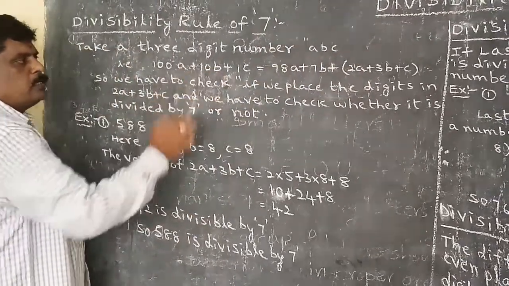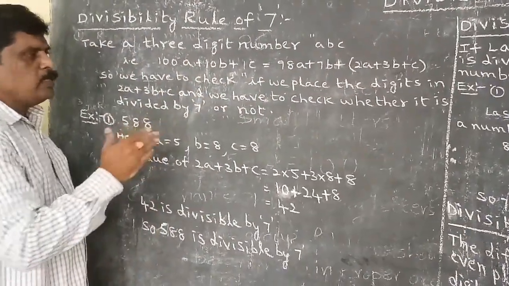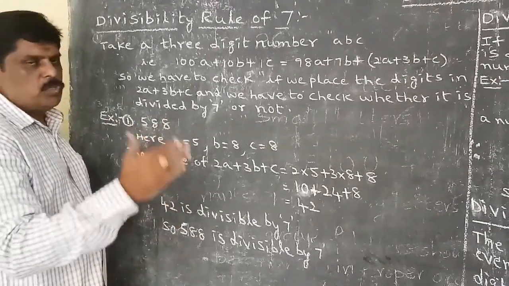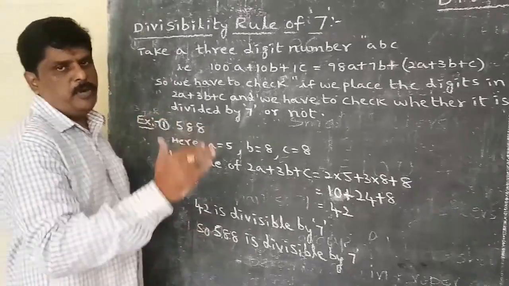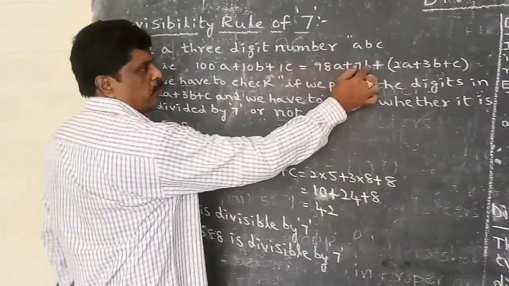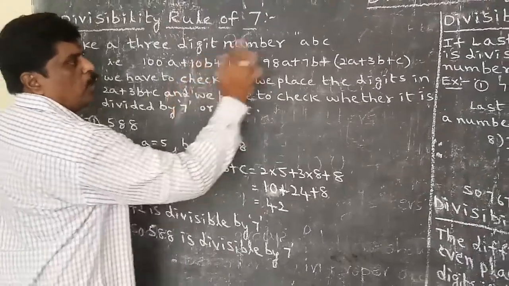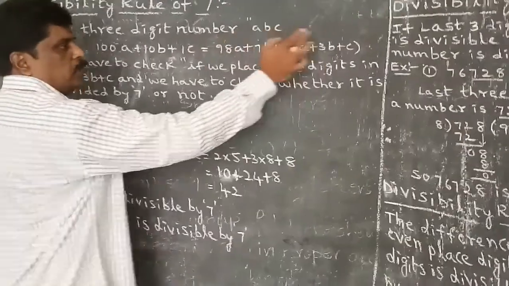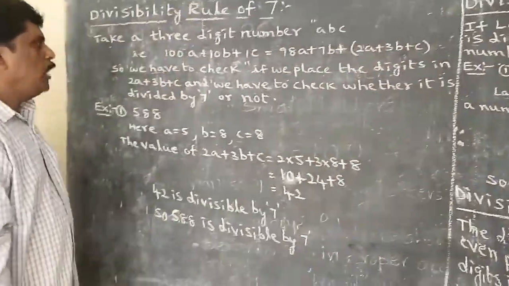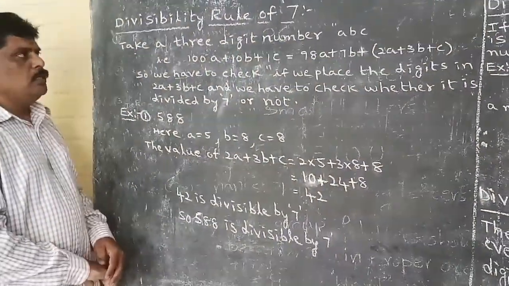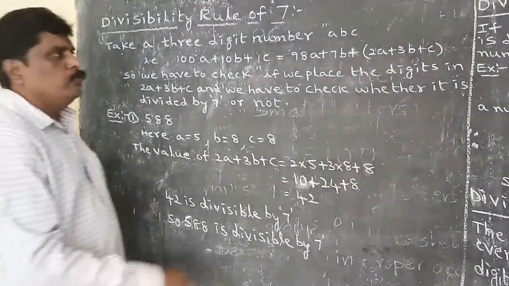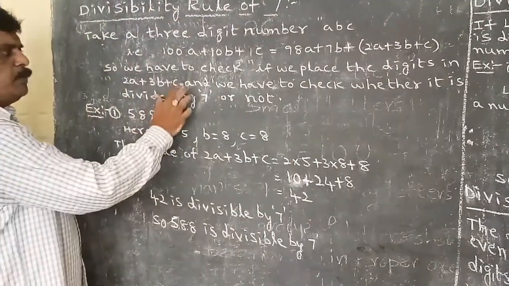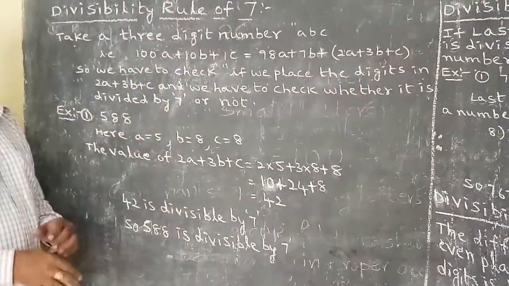And here in this 10B, 10 is not divisible by 7, and 9 also is not divisible by 7, and 8 is also not divisible by 7. 7 is divisible by 7. So I have to write it as 7B here, and the remaining 3B I have to write here. And last 1C, I have to put it here. So I have to check for the divisibility of 7. We take the digits in 2A plus 3B plus C, and I have to check whether it is divisible by 7 or not.